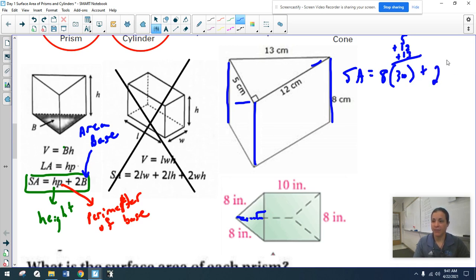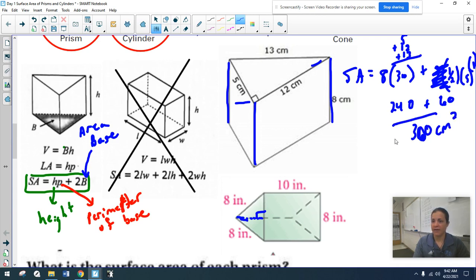So the area of the base is a triangle, so it's going to be 1/2 times your base times your height. Your base and your height are going to be the ones that make up that right angle, if there is a right angle. So 1/2 times 5 times 12. Okay, so the 1/2 and the 2, if it's a triangle, those are just going to go away. So really all I've got is 5 times 12 right here, which is 60. And then 8 times 30, which is 240. So my total surface area is going to be 300.